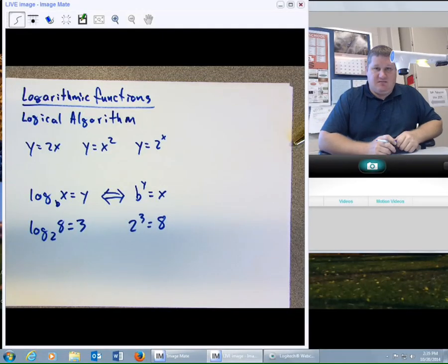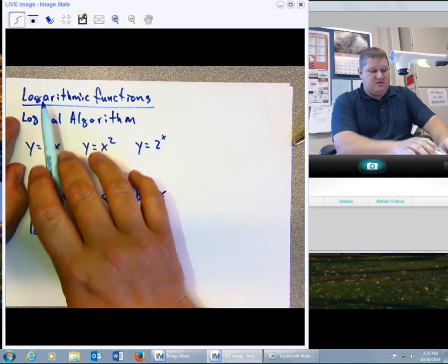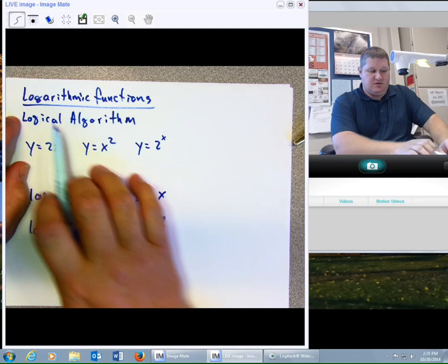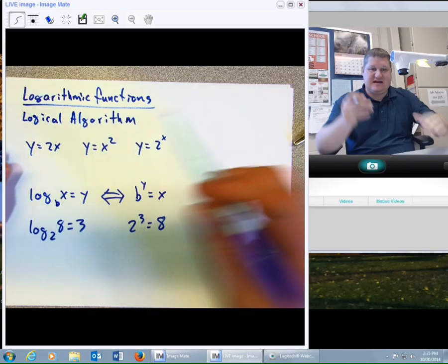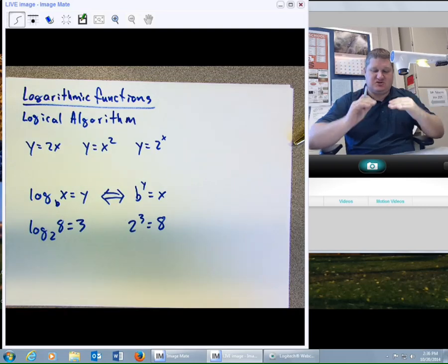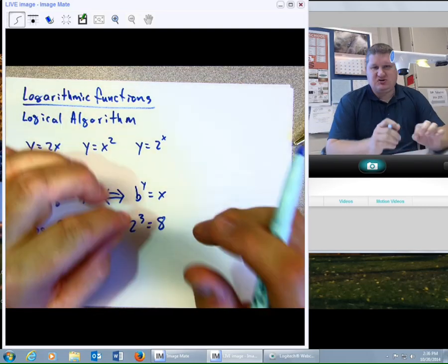Ladies and gentlemen, logarithm and logarithmic functions. Now, a logarithm is nothing more than a logical algorithm. Logical meaning it makes sense. Algorithm meaning it's simply a state and a set of instructions that if you follow from one end to the other are going to do what you want it to do.